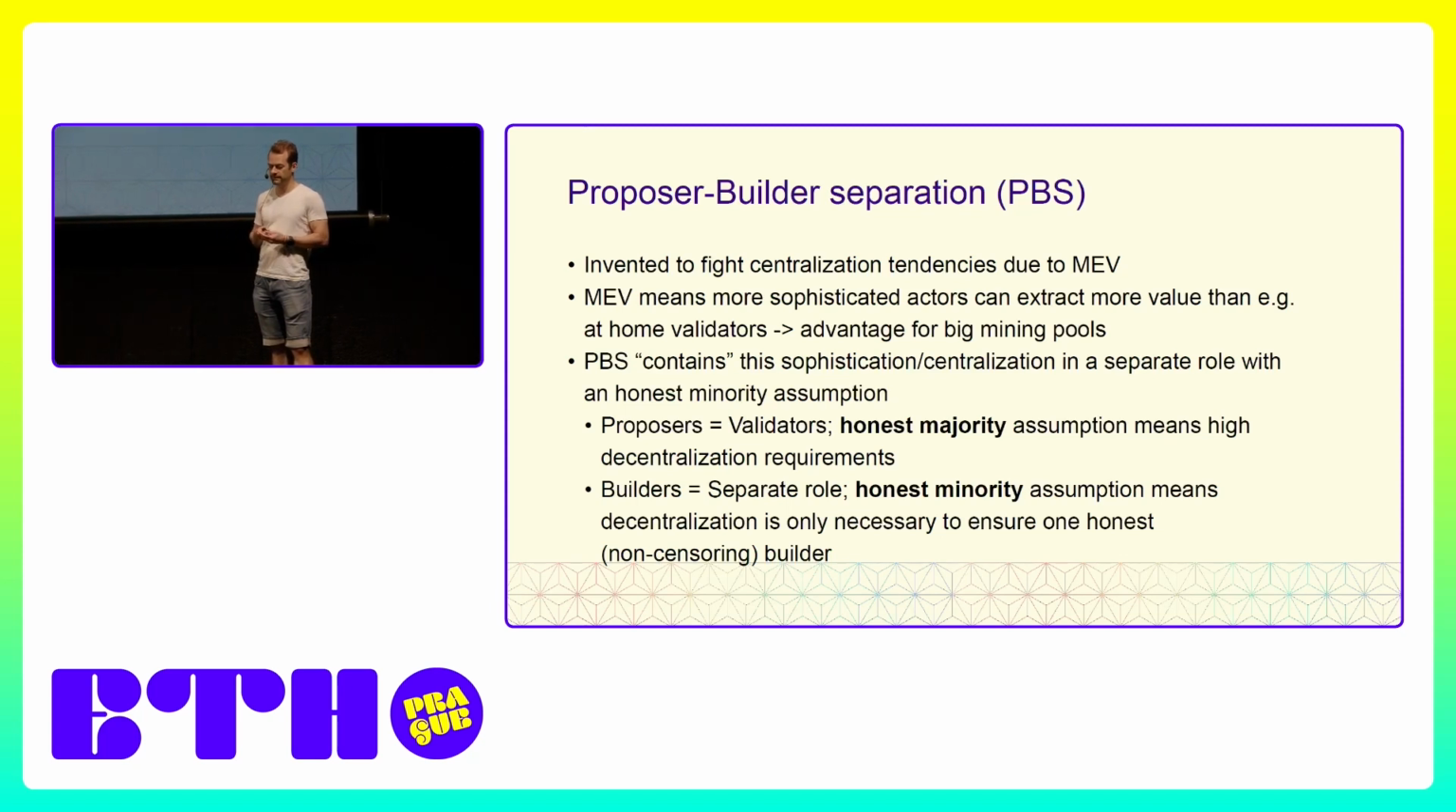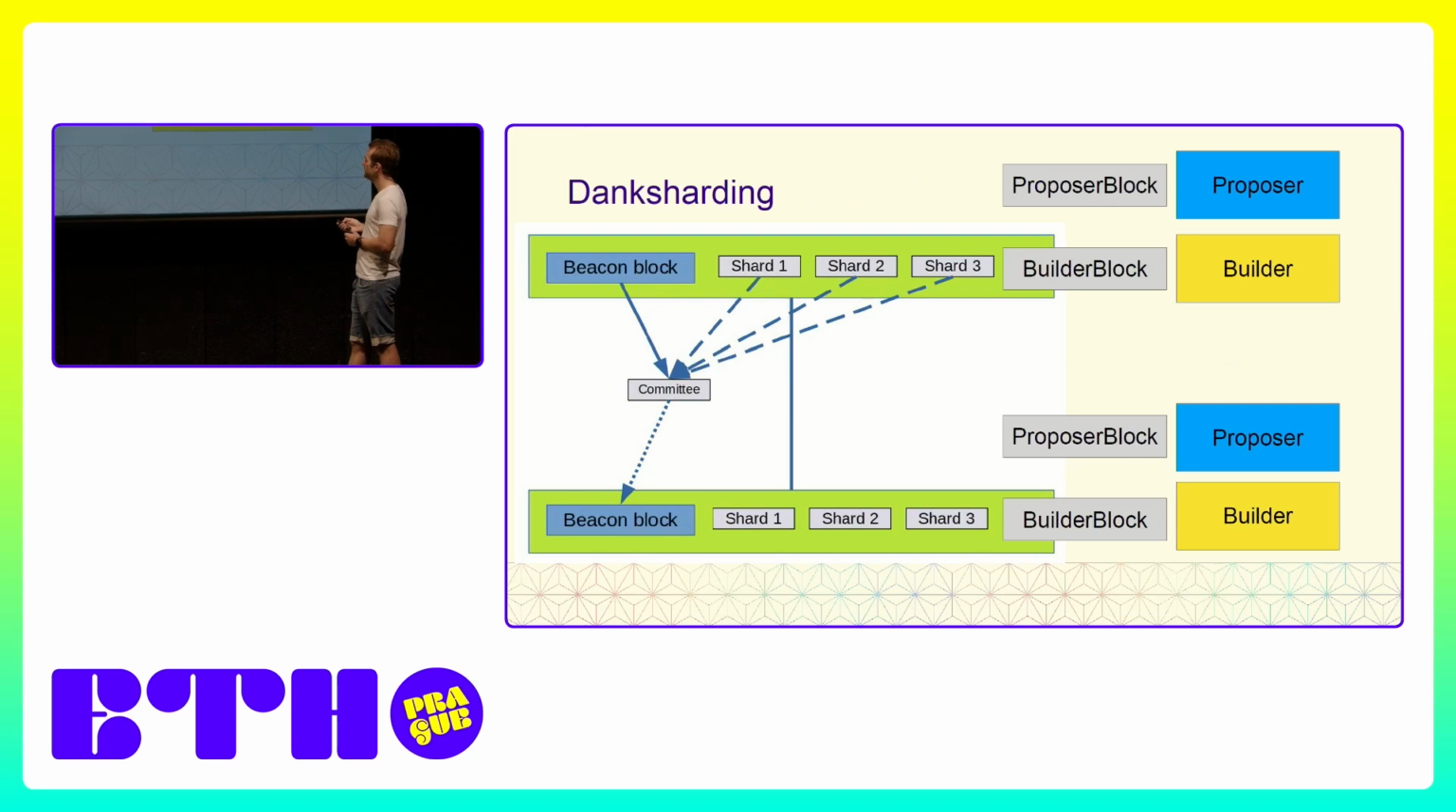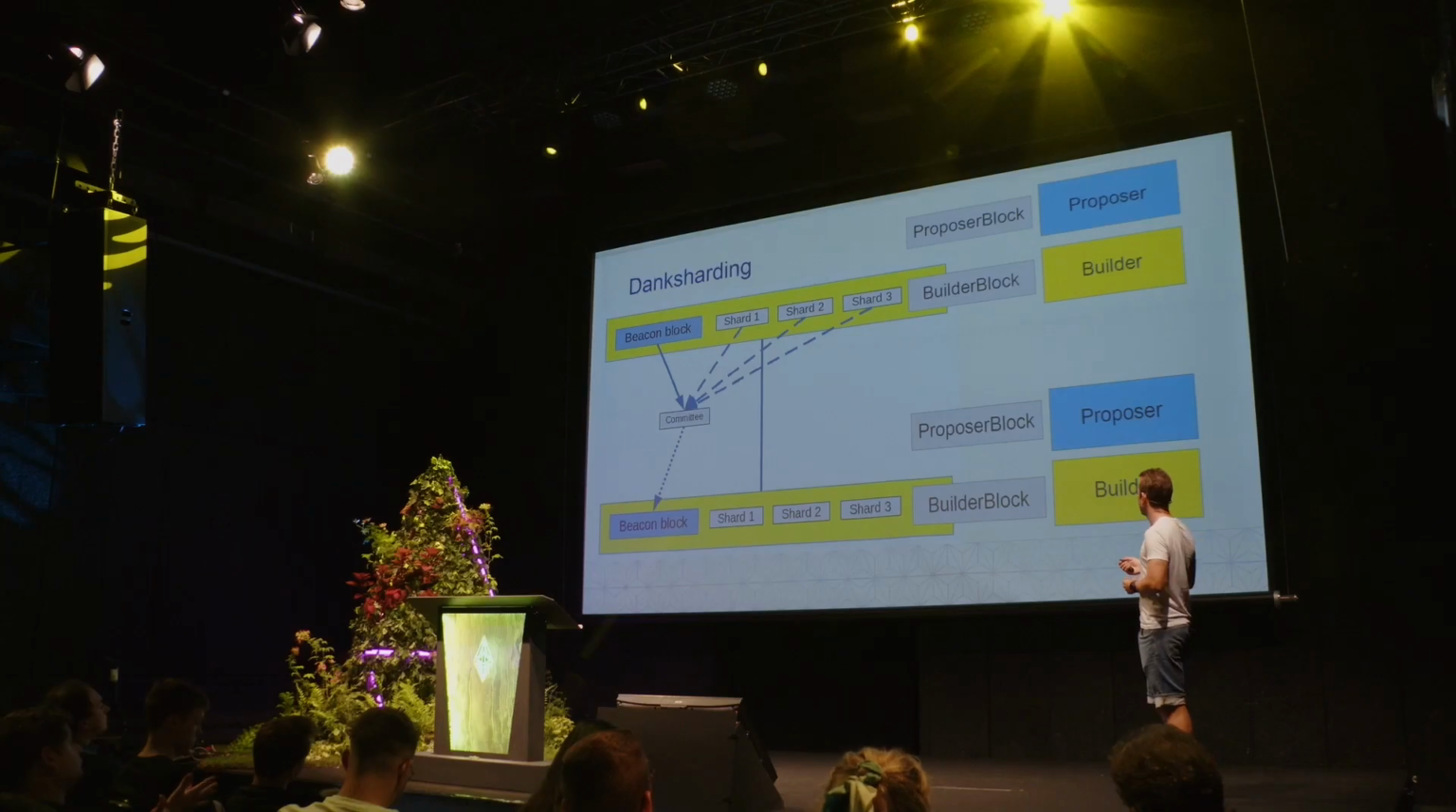This means that for the proposers, as before, we always need an honest majority assumption, and so we have high decentralization requirements. But for builders, we can live with a lower decentralization requirement because we only need an honest minority assumption. An honest minority assumption, in this case, means that what we want is that there's one honest and so non-censoring builder. Which doesn't mean that we only need one builder. We need several builders to ensure that, but the requirement is much lower than for the validating system. Right, and basically the idea of Danksharding is to use this proposer-builder separation.